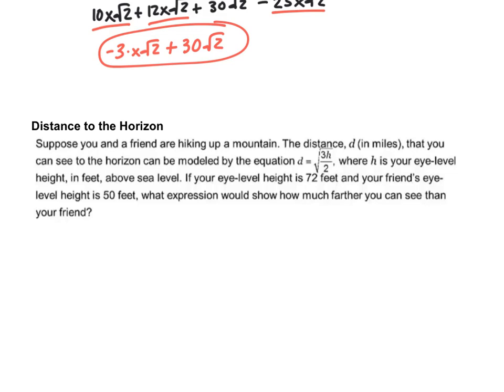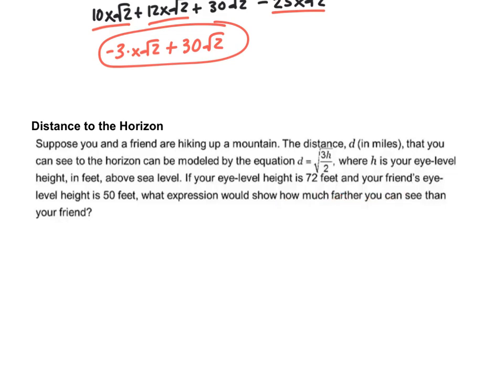Okay, I digress. The distance, d in miles, that you can see to the horizon can be modeled by the equation d is equal to the square root of 3h over 2, where h is your eye level height in feet above sea level. If your eye level is 75 feet and your friend's eye level is 50 feet, what expression would show how much further you can see than your friend?